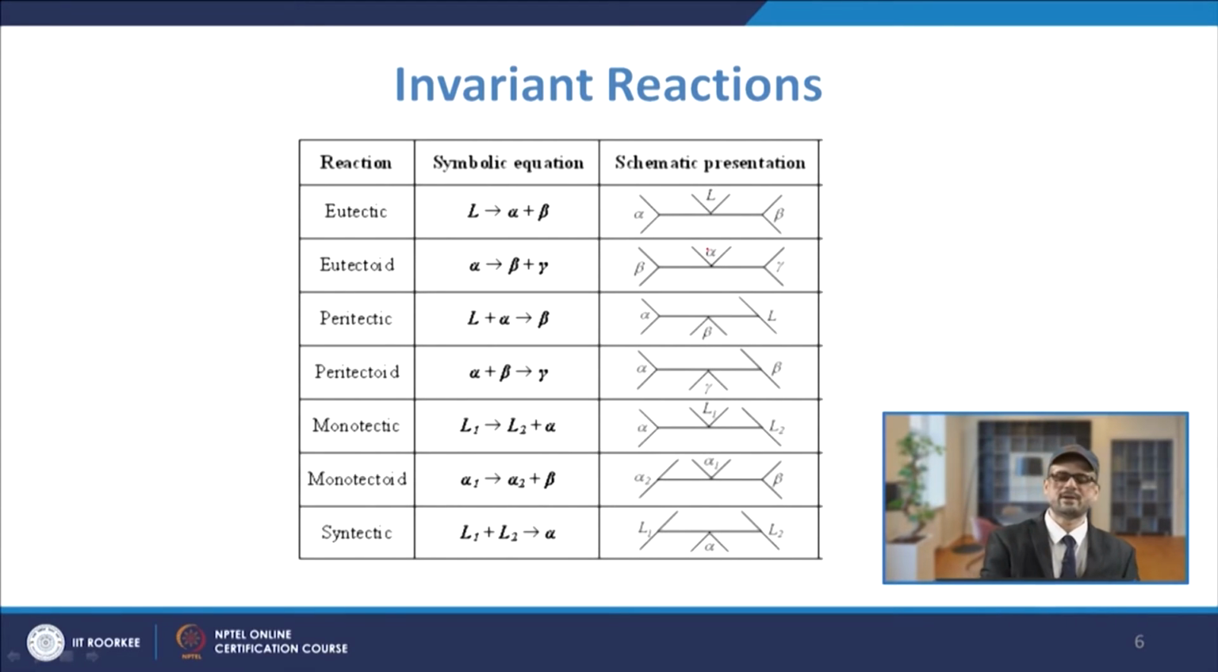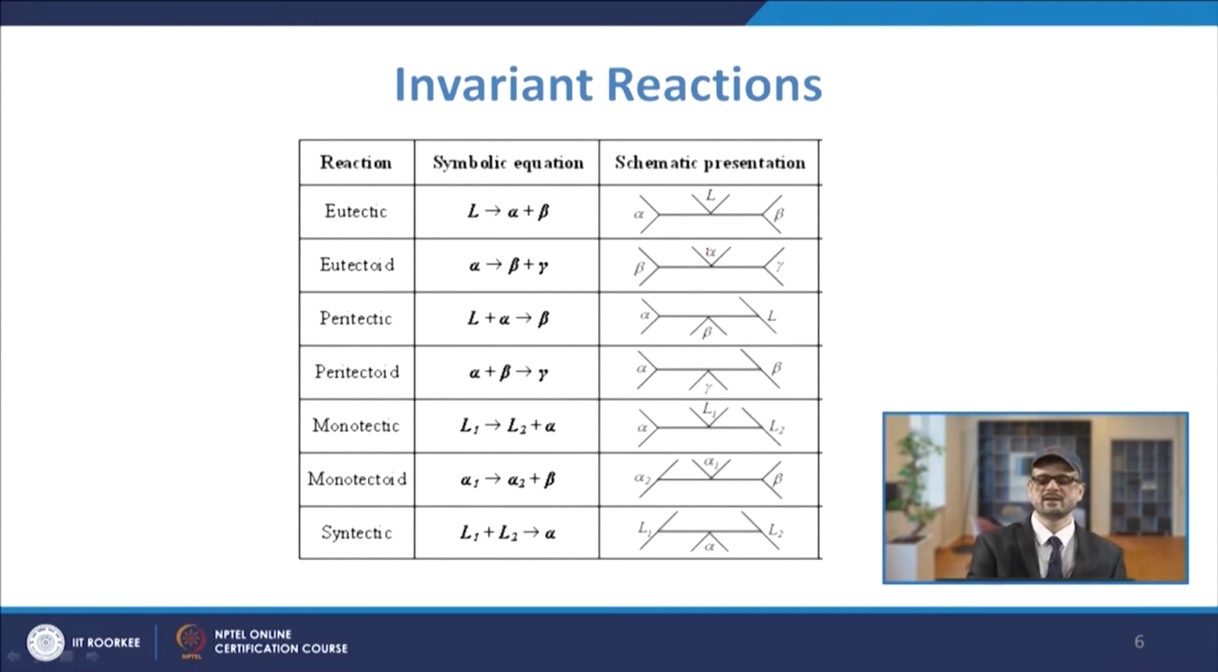Apart from that, you have the peritectic reaction, where liquid plus alpha, upon cooling, that is liquid plus one solid phase, will give you another solid phase, while if you heat, the solid phase will be converting to one liquid plus one solid phase. So, that is your peritectic reaction.